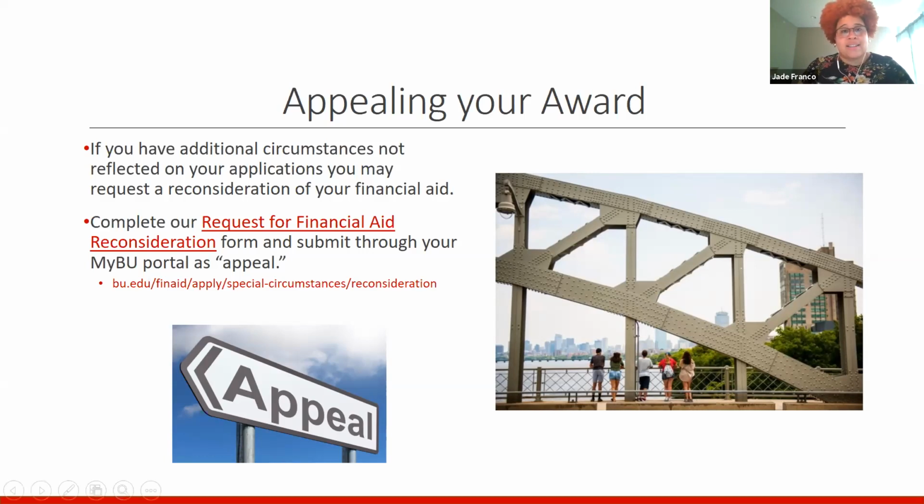I saw that there was a question in the chat around COVID-19 and family being impacted by this. On the appeal form, that is one of the options that you can mark. You can check off that you've been impacted by the COVID-19 crisis, and you can let us know how that has impacted your family's finances. And if we're able to make adjustments to your aid offer based on your circumstances, we will do so.